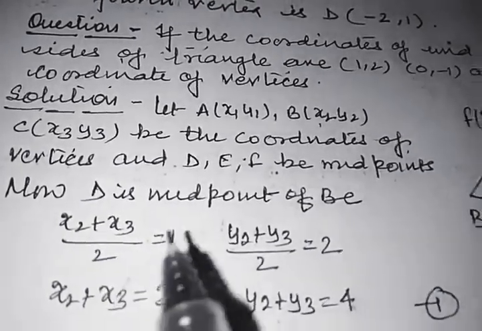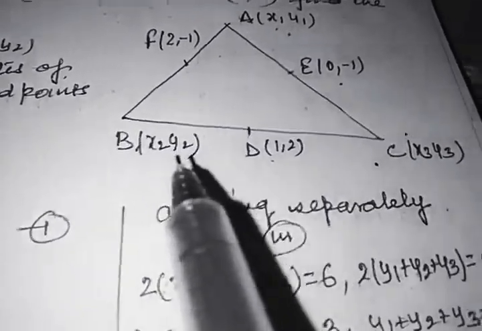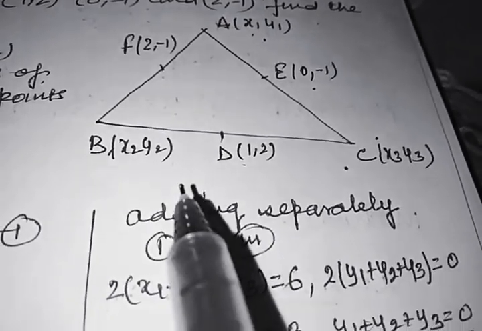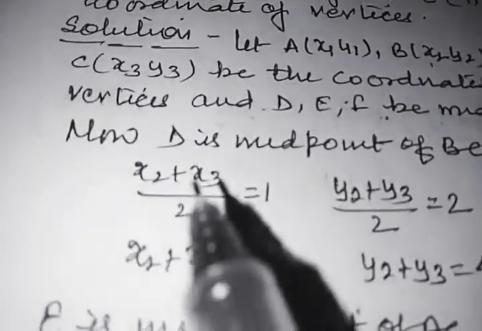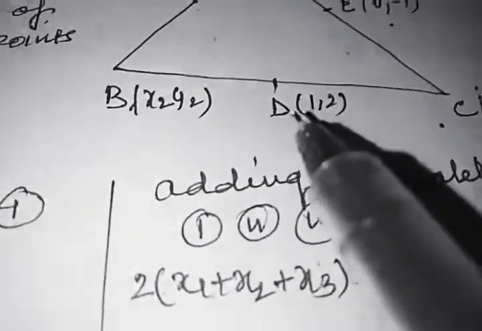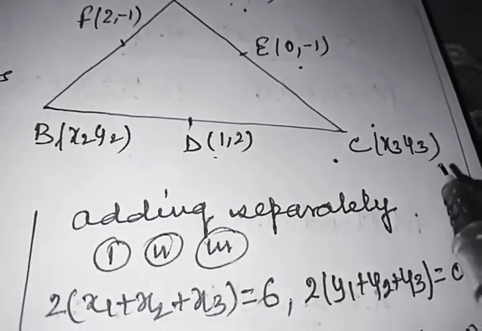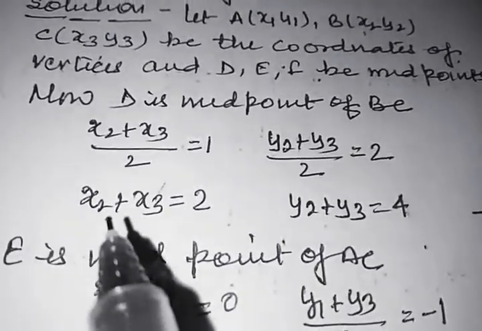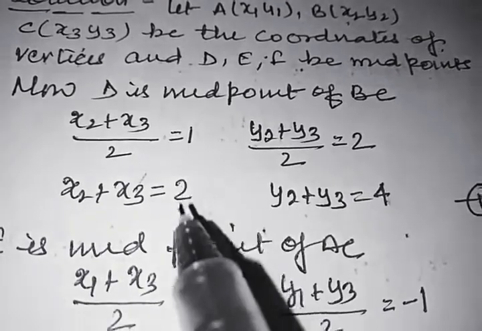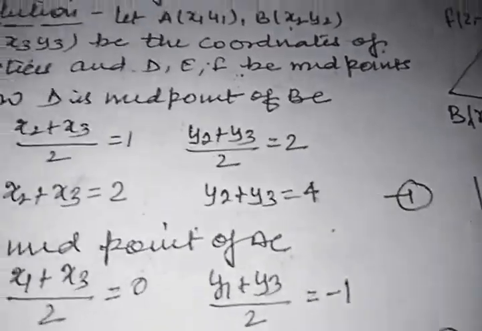Now see, D is the midpoint of BC, so that will be (x2 plus x3) by 2 and (y2 plus y3) by 2. So this is (x2 plus x3) by 2, and it is given equal to 1, the x coordinate, and the y coordinate (y2 plus y3) by 2 is equal to 2. So one equation we get here: x2 plus x3 is equal to 2 and y2 plus y3 is equal to 4. This is equation number 1.